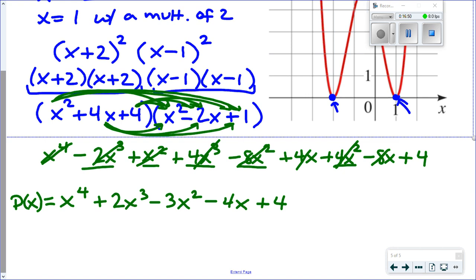All right, so again, you guys, here we're just kind of flipping things around. You're starting with the zeros and then you're writing the factors and then you're just multiplying everything out to find the equation for the polynomial. But one thing a little new in this video would be the multiplicity of the zero.